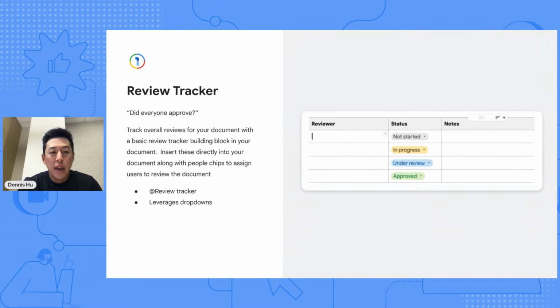The next one we have is our Smart Canvas building block, the review tracker. Think of it as when users are asking if everybody has approved a document, something that's commonly done in the workplace today. It creates a fairly straightforward table that allows users to add reviewers, track a status, as well as add additional notes.